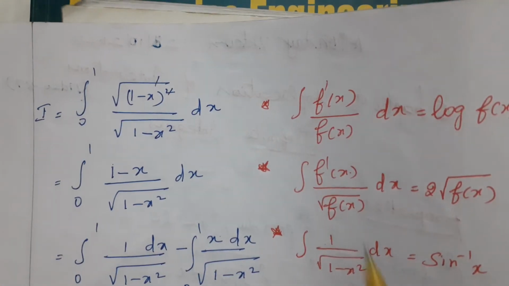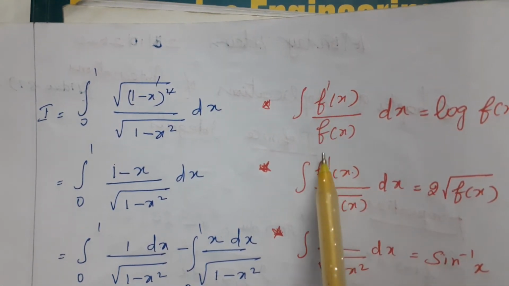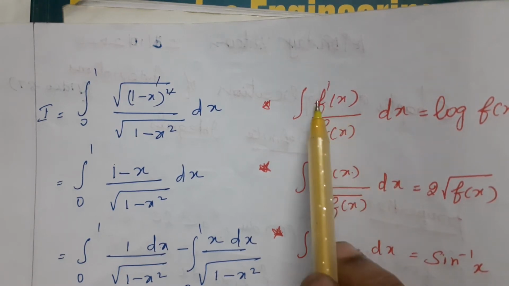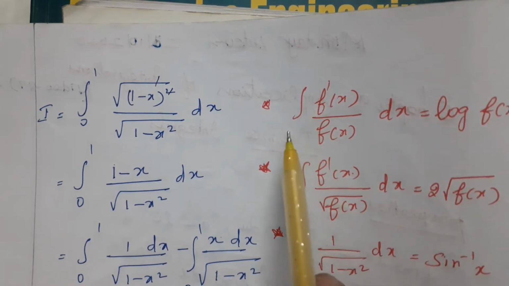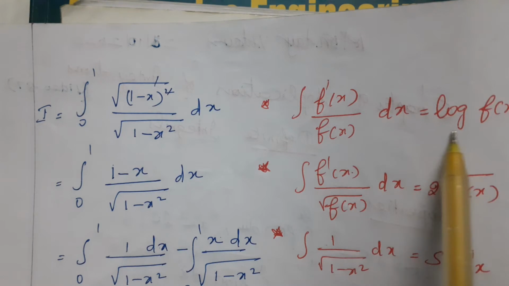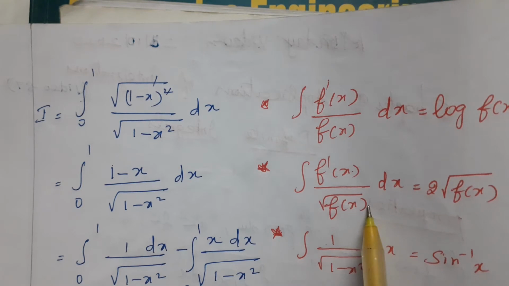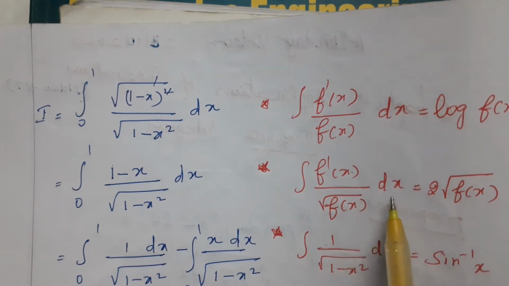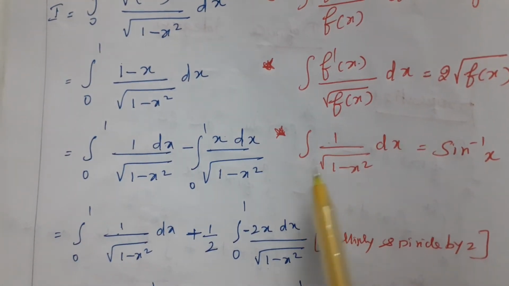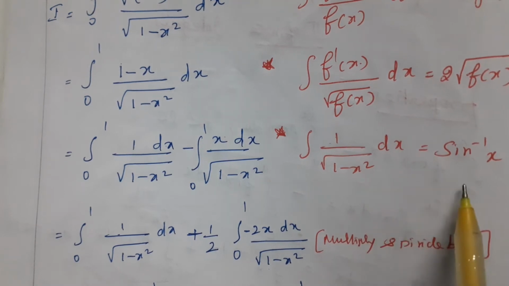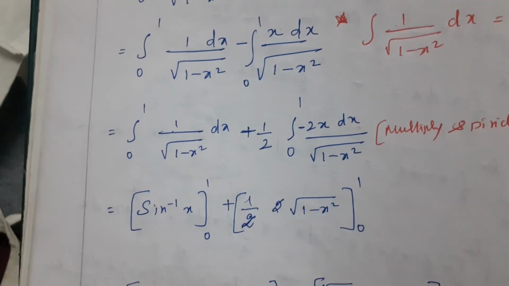Now we are going to apply the formulas that you studied in 11th standard. Integral of f dash of x by f of x dx is equal to log of f of x, where f dash of x is the derivative of f of x in the numerator. Second, integral of f dash of x by root of f of x dx is equal to 2 into root of f of x. Another one, integral of 1 by root of 1 minus x square dx is equal to sine inverse of x. We are using these three integrations for the following sum.